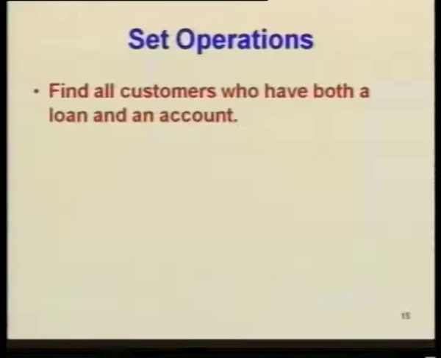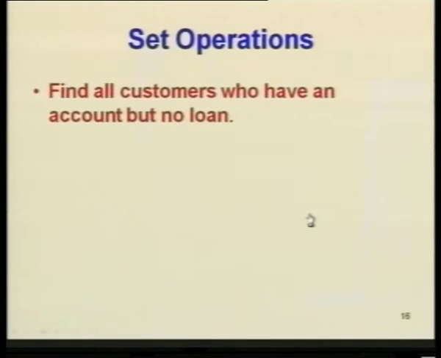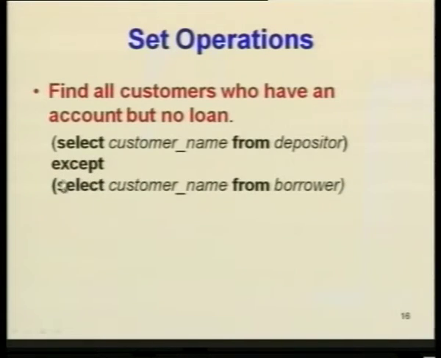Another one: find all customers who have both. This is an intersection operation. This is basically to tell you where you should use the union operation and where you should use the intersection operation. So, select customer name from depositors, intersect with this. Find all customers who have an account but no loan. This is equivalent to a difference operation. So, except this. So, these are the simple ways of telling the three operations.